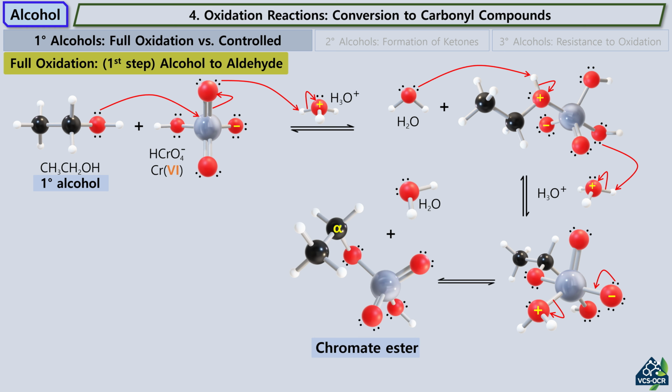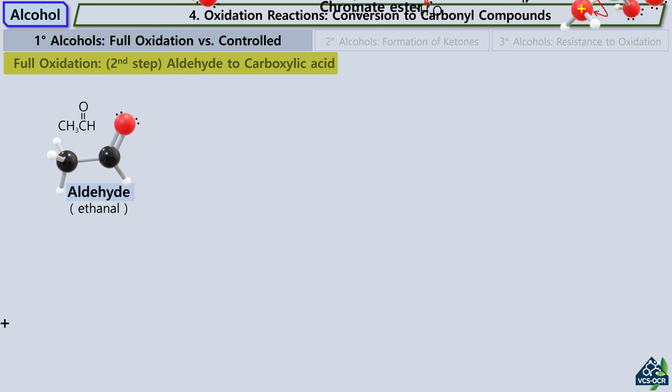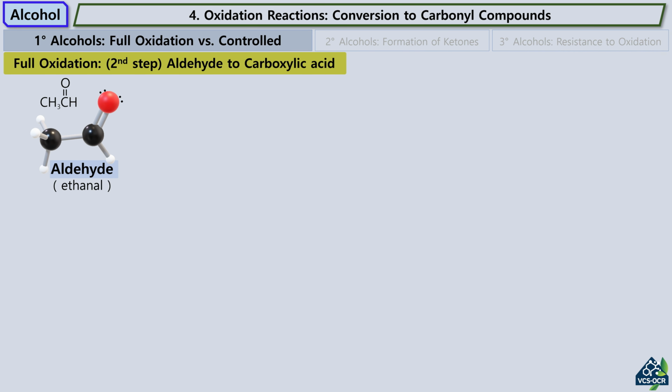This C-O-Cr linkage then undergoes an E2-like elimination. A water molecule acts as a base, abstracting the alpha proton. The electrons from the C-H bond flow to form the new C=O pi bond, while the chromium group departs, reducing the chromium center. Under these aqueous acidic conditions, the reaction does not stop here.